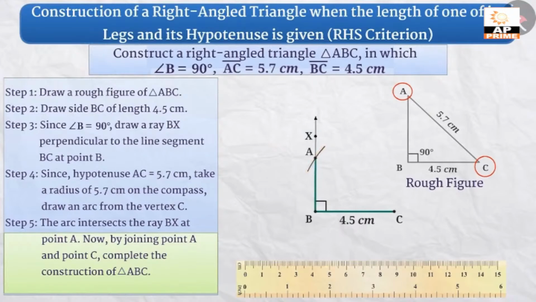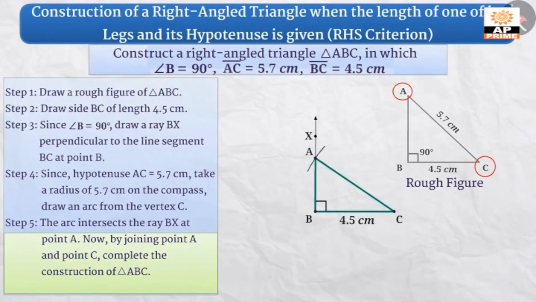Therefore, now we will join the vertex A and the vertex C, from which we will get side AC of triangle ABC. In this way, we have completed the construction of triangle ABC, in which the measure of angle B is 90 degrees, the length of the hypotenuse AC is 5.7 cm and the length of the side BC is 4.5 cm.